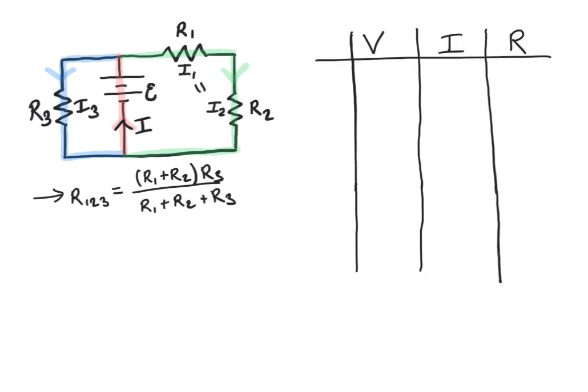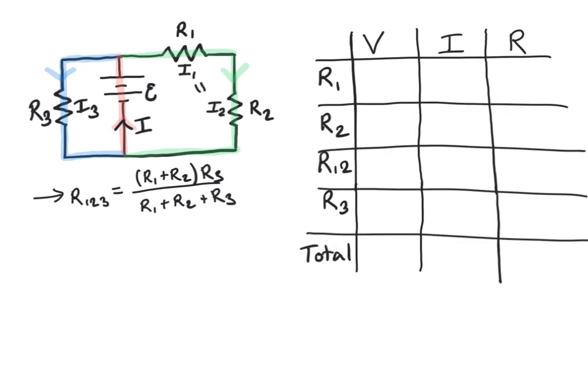I'm going to populate this VIR chart a little bit differently than before, though, because this time I'm going to include not just the resistors R1, R2, and R3, but I'm also going to include the equivalent resistor R1, R2, sort of to represent this branch as a whole. As before, the first thing we should do is populate it with the things that we start out with.